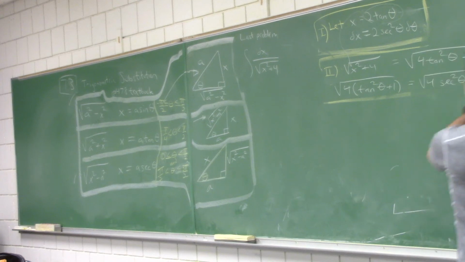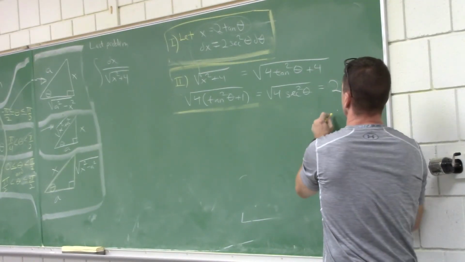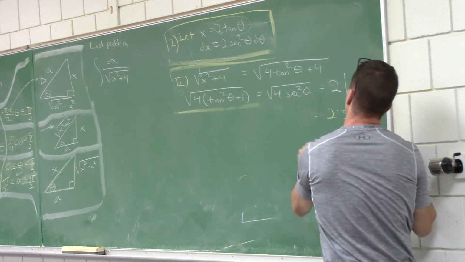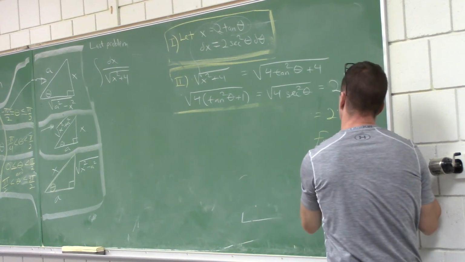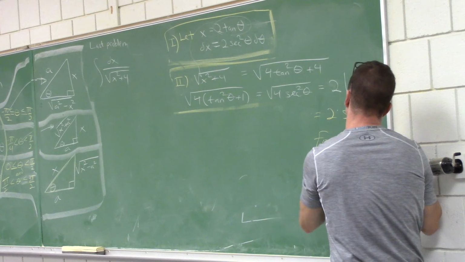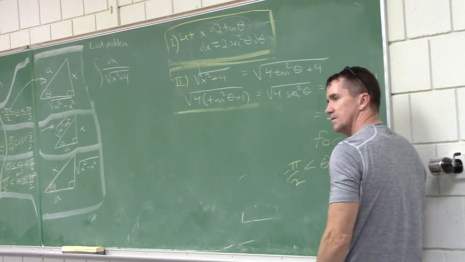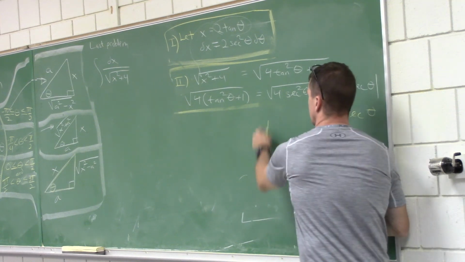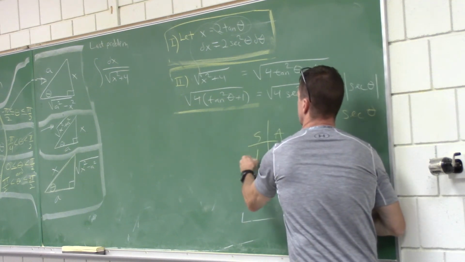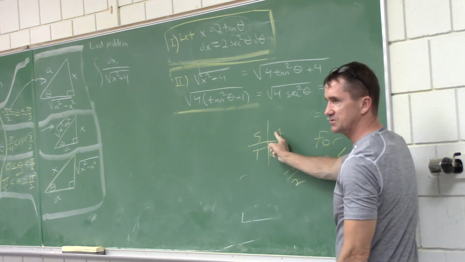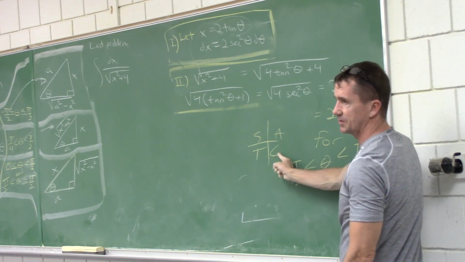But secant of pi over 2 is undefined. So I would just say, this is 2 secant theta with theta from pi over 2 to negative pi over 2. This is quadrants 1 and 4. And again, that's why All Students Take Calculus. We're saying cosine is positive. All trig functions are positive here, and cosine is secant's reciprocal, buddy.